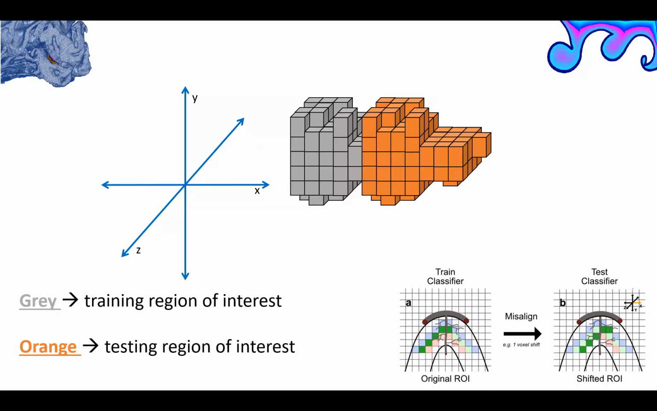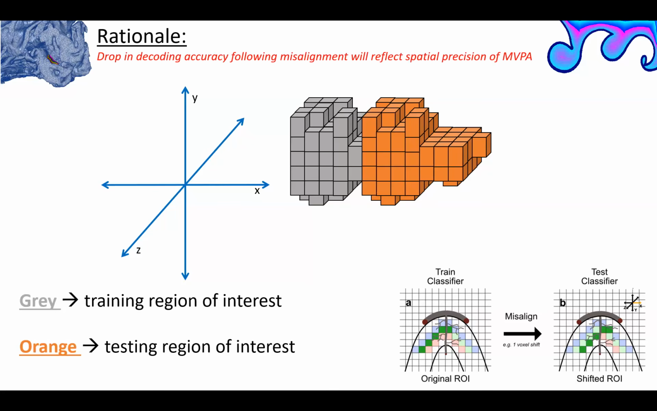And then we're going to assess how this artificial misalignment impacts decoding accuracy, with the idea that if we have fine-grained information, as little as a voxel shift should lead to a significant decrease in decoding accuracy.